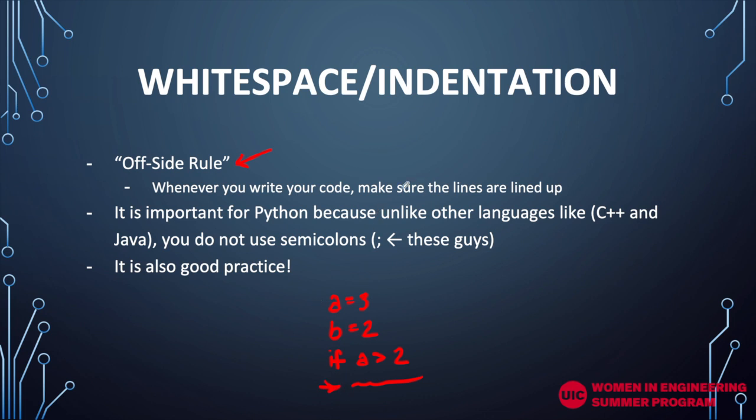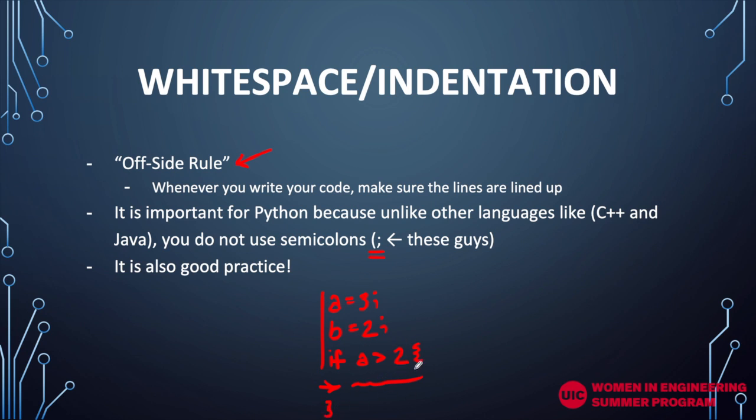This is very important because, unlike other languages, Python does not use the semicolon. So every time you do one step, you want to start on a new line and make sure these are all lined up. These indentations are also important because for other languages like C++ and Java, you will have to use brackets, usually just to keep things neat.